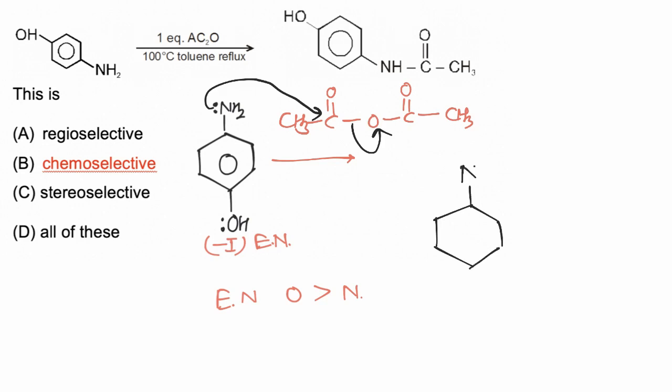So NHCOCH3 is formed, and the OH group is retained in the molecule. Now this is a case of chemoselectivity, in which one group is comparatively more reactive, and hence it will react preferentially, and the correct answer is B.